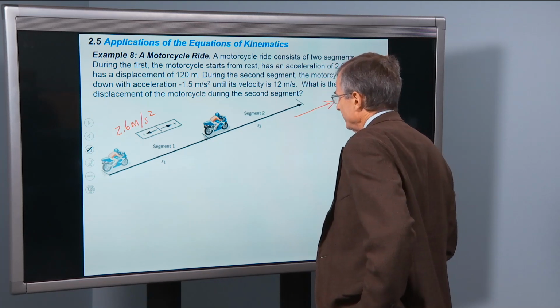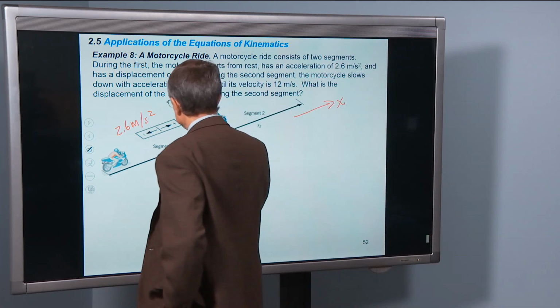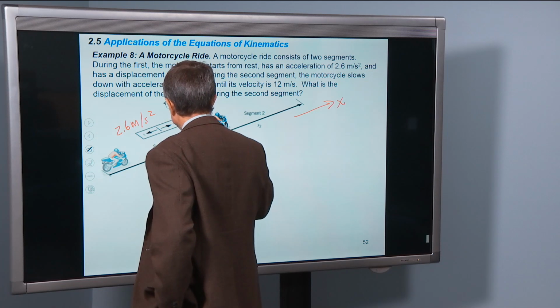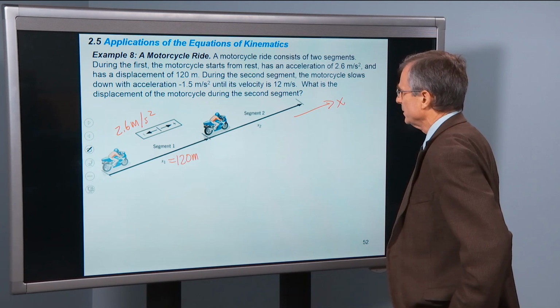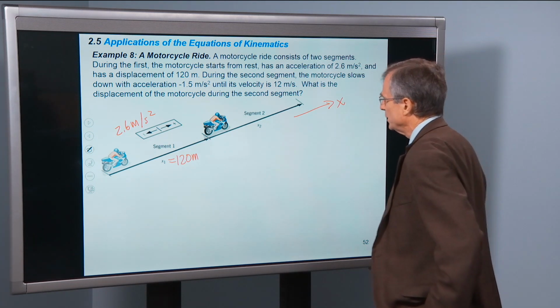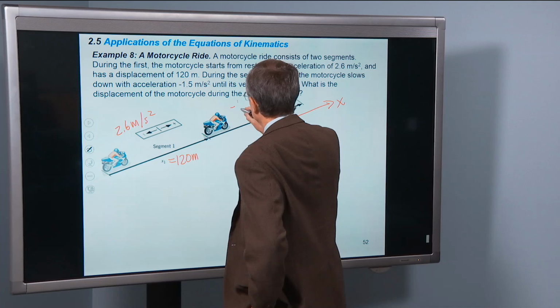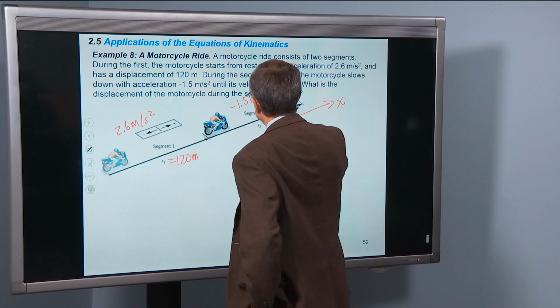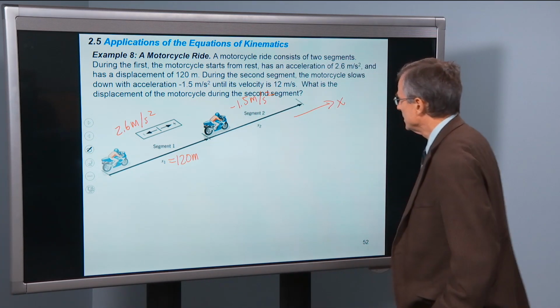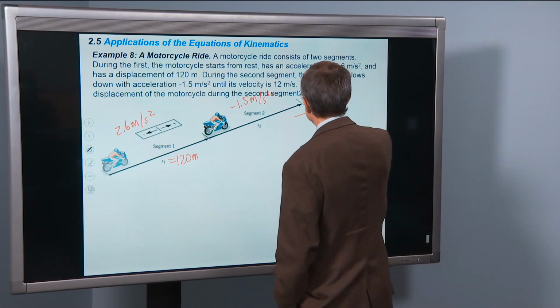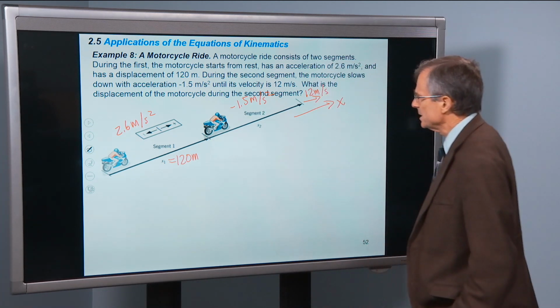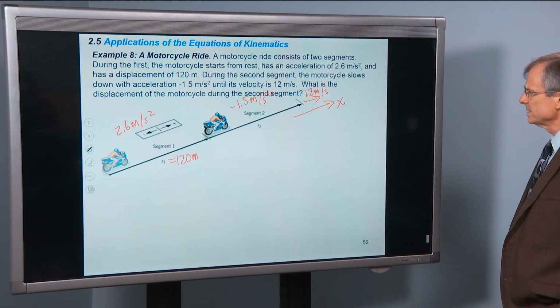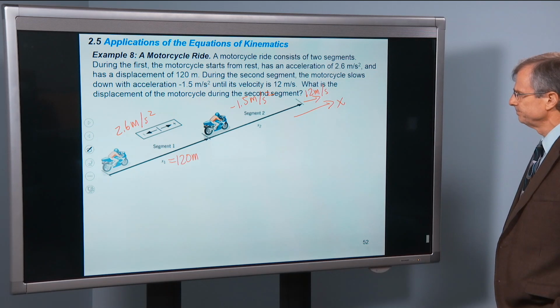has a displacement of 120 meters. During the second segment, the motorcycle slows down with an acceleration of 1.5 meters per second squared, until its velocity is 12 meters per second. What is the displacement of the motorcycle during the second segment? All right, it's a challenging problem.